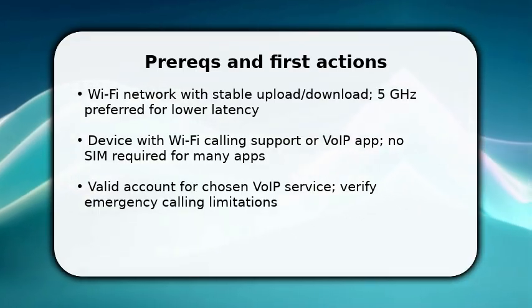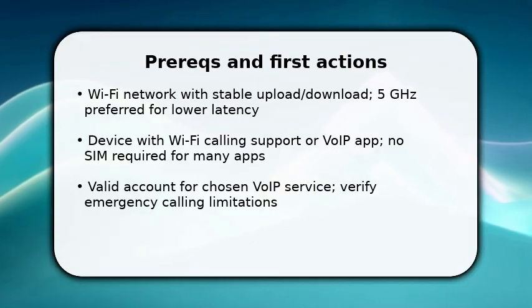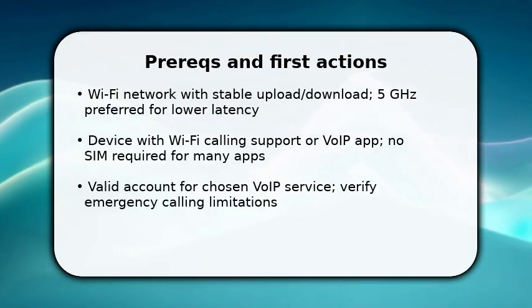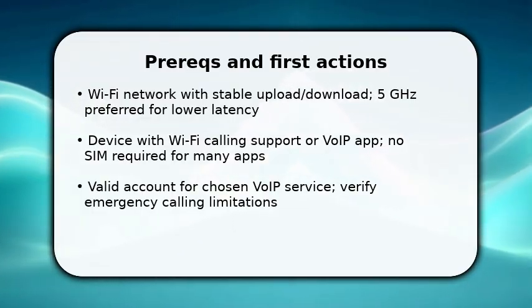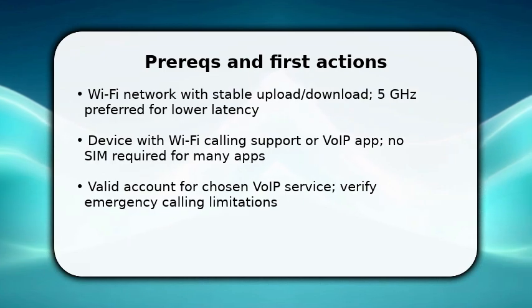Next, create or sign into the VoIP account. Verify your identity where required. Once done, install the provider's app or open system Wi-Fi calling settings, and grant microphone and contacts permissions to allow.